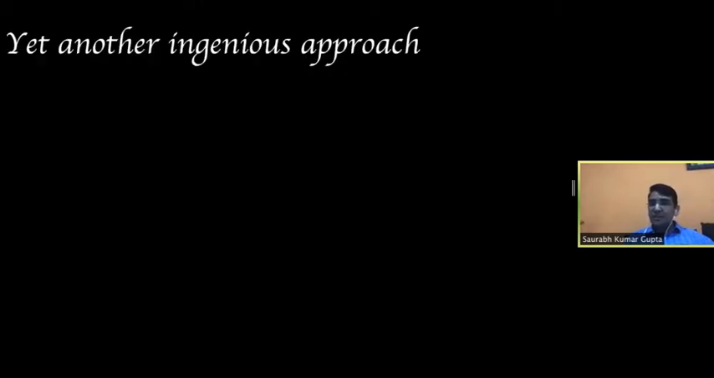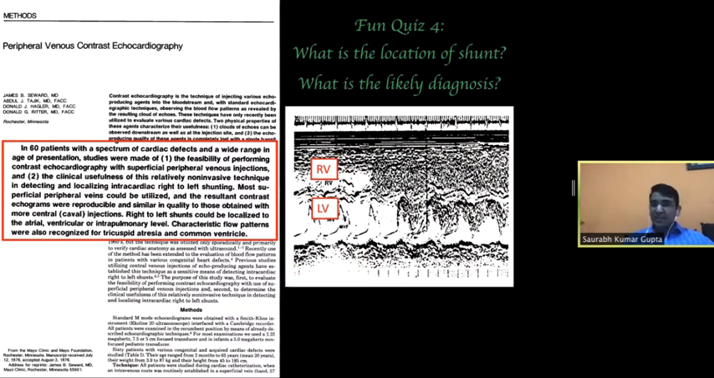Now, yet another ingenious approach by Seward and Tajik in 1976 paved the path for today's peripheral venous contrast echocardiography. They systematically studied this in 60 patients across a spectrum of cardiac defects, and tried to elaborate upon various conditions based on this. I would think this was the immediate predecessor of what we know today as saline contrast echocardiography. Now, here is again one image for you to answer: what is the location of the shunt and what is the likely diagnosis?